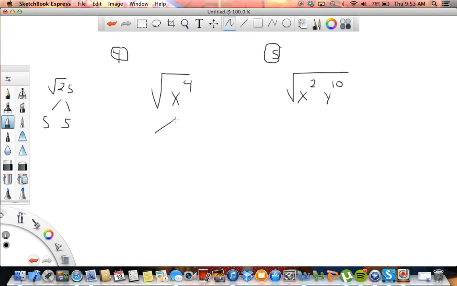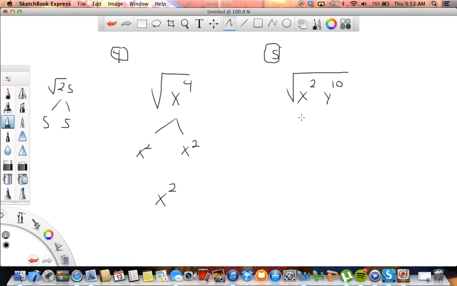So you could factor this down to x squared times x squared, because exponent of 2 times exponent of 2 gives me an exponent of 4. So just divide the exponent by 2, and that'll give you the square root of it. So your square root of x to the 4th is just simply going to be x squared. Just like that right there, okay?